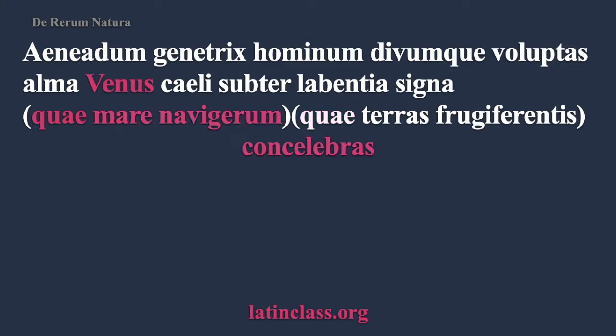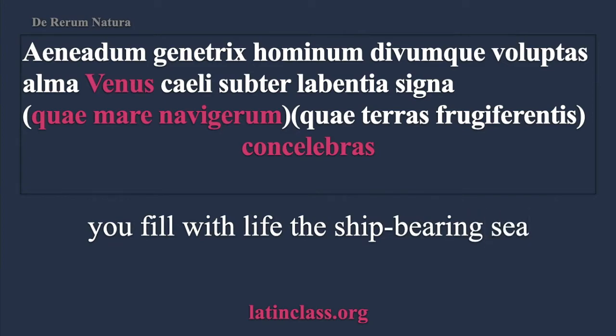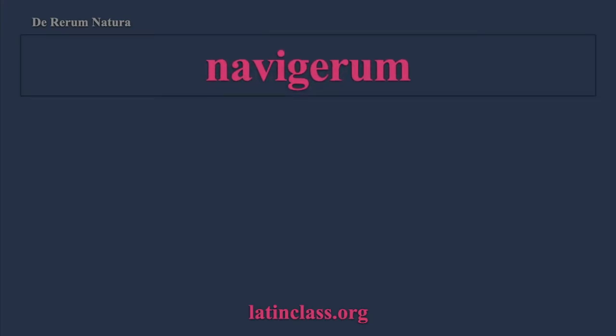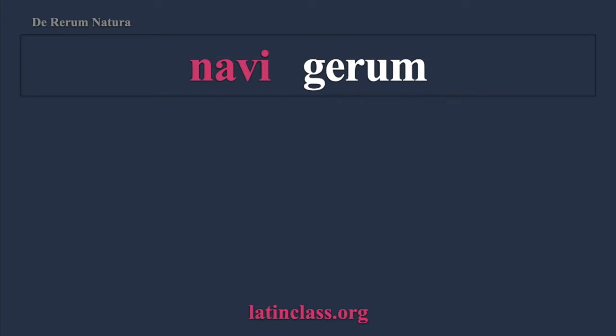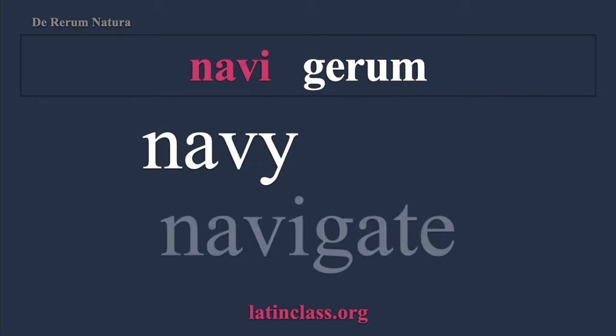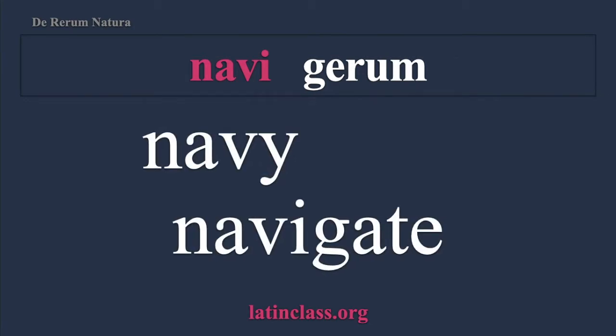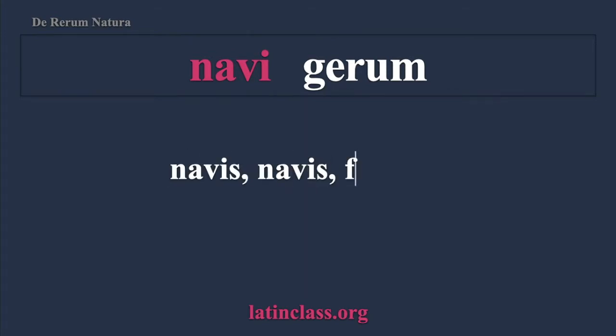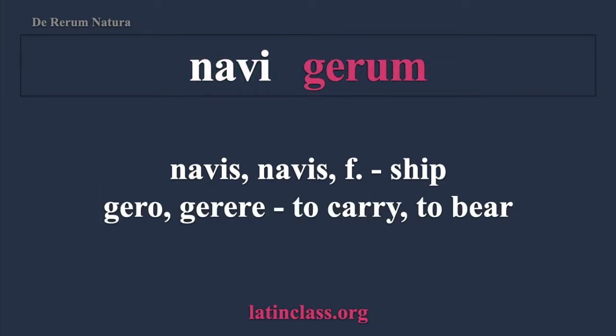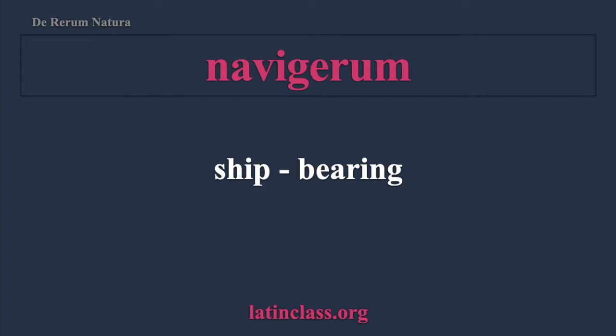So the first clause can be translated as, you fill with life the ship-bearing sea. Let's take a closer look at the adjective in this clause. Navigerum is a compound adjective built from two Latin words. You can see in the first half the beginnings of our English words navy and navigate. Navi comes from the Latin noun navis. Navis is a feminine noun meaning ship. The second half of the word comes from the verb gerere, meaning to carry, to bear. Together they create a word meaning something like ship-bearing.